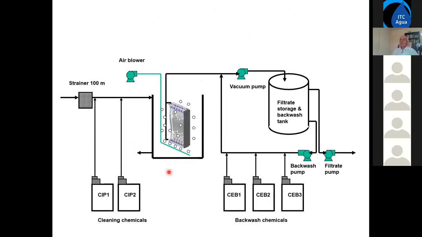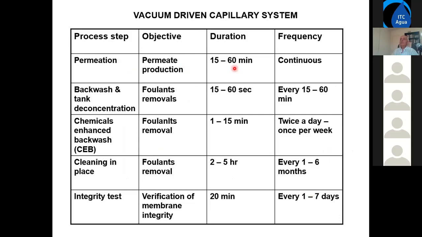Okay, so this is a schematic of the submersible. You have, again, a strainer, but this strainer could have a much larger opening. And CIP1, CIP2, air blower, because we have here almost continuous air blowing. And then we have filtrate, vacuum pump, filtrate and backwash pump, CIP1, CIP2, CIP3. So durations, we can assume, are the same, with the backwash and tank deconcentration and chemicals and hand backwash, cleaning in place, integrity test.